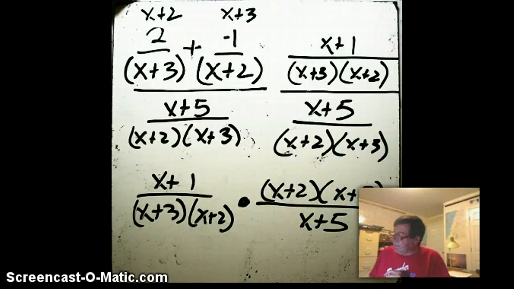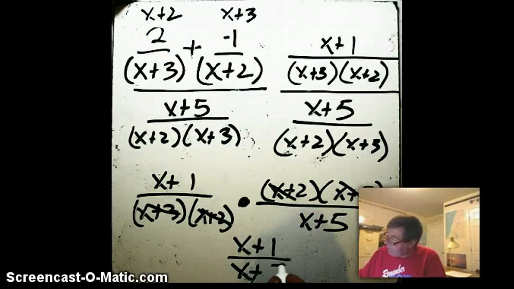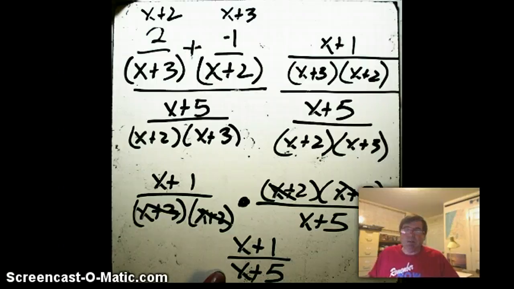Now what is dividing out? Well, x plus 2 divides out, x plus 3 divides out, and you have an equivalent simplified expression, x plus 2 over x plus 5. So that is a lot simpler, and again, that would be an example of simplifying a complex rational expression. Hope that helps.